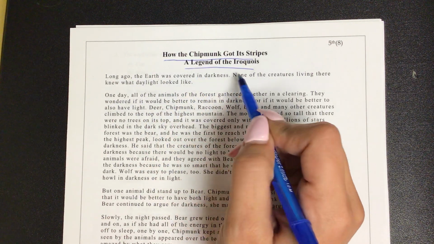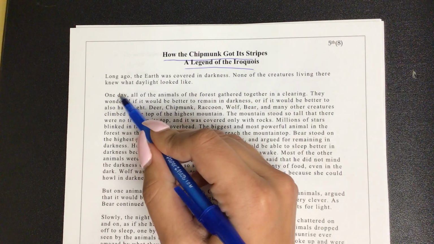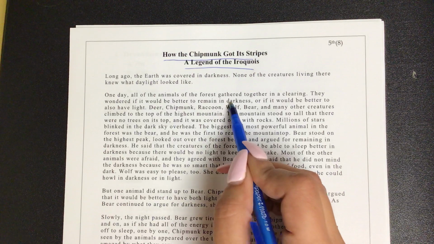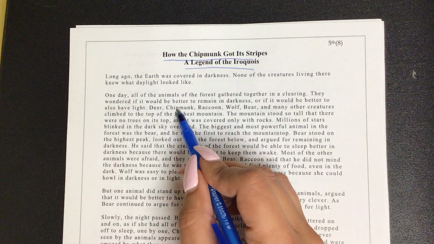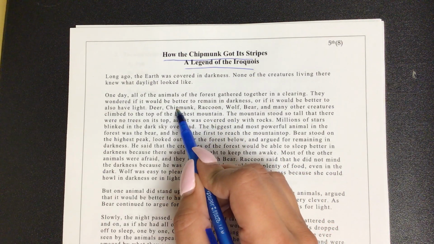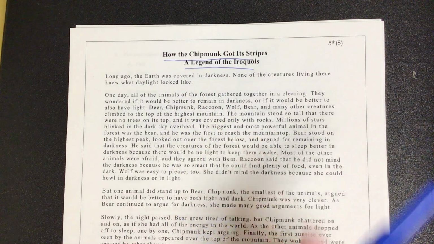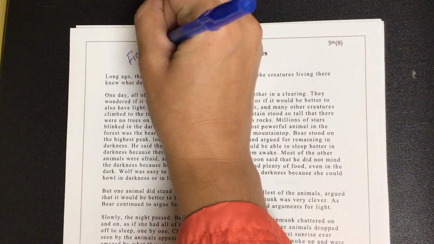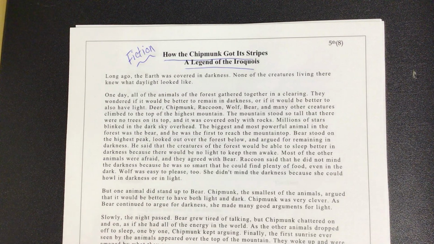So long it says there's creatures. Okay, I don't know yet. Oh, there's characters. These are the characters, the different animals. And it tells us the setting. Okay, so this is fiction. And this is how we activate our schema. We're thinking, okay, this is a story.